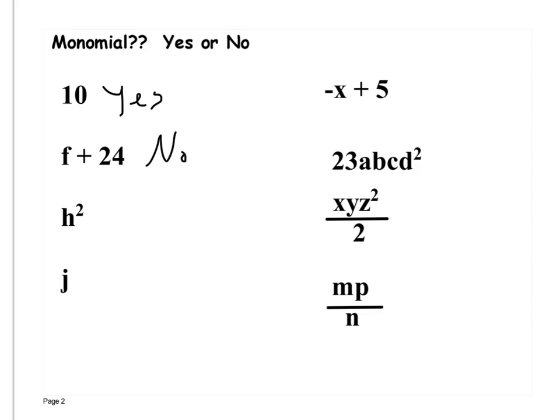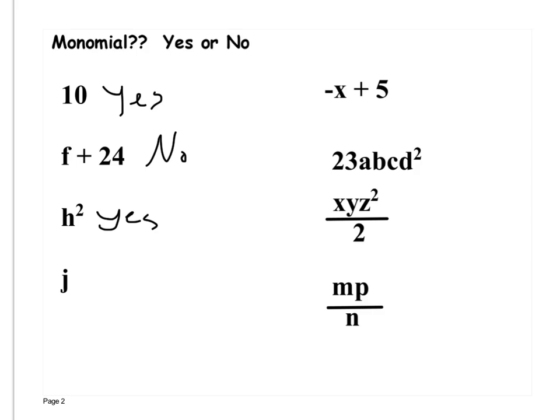This is two terms with addition. Monomials don't have that. It's either a number, a variable, or multiplication of a number and a variable. Not an addition problem. It's always one term. H squared, is that a monomial? Yes, it is. Let's read the definition: a number, a variable, or a product of numbers and one or more variables with non-negative integer exponents. Does this have a non-negative integer exponent? Yes, it has a positive exponent.